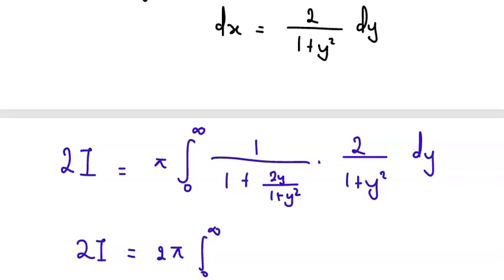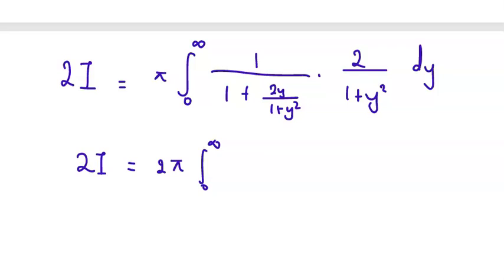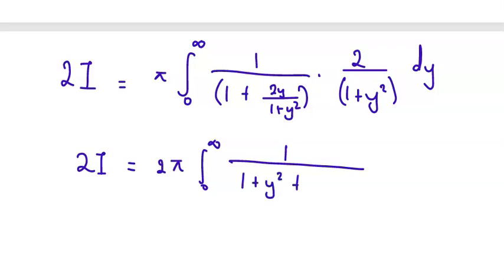Oh, the 2 is going outside, right? So we're going to multiply this numerator throughout here. We're going to open that bracket with 1 plus y squared. So we're going to have 1 all over 1 times 1 plus y squared, which gives us 1 plus y squared, plus this one, 2y over 1 plus y squared times 1 plus y squared. The 1 plus y squared we cancel. Then we're going to have here 2y, and then we have our dy.